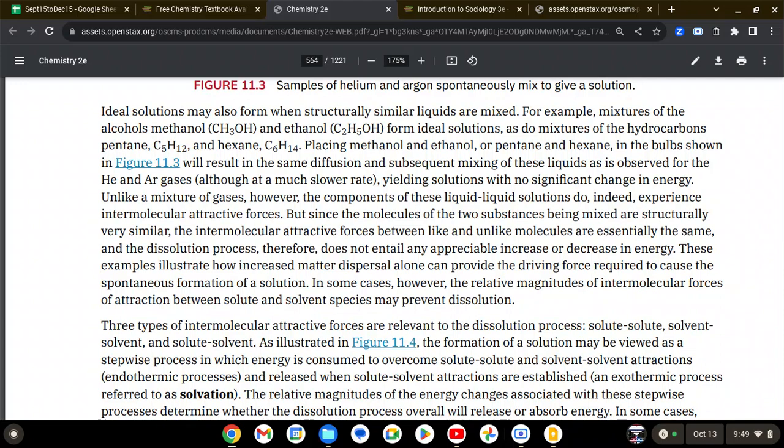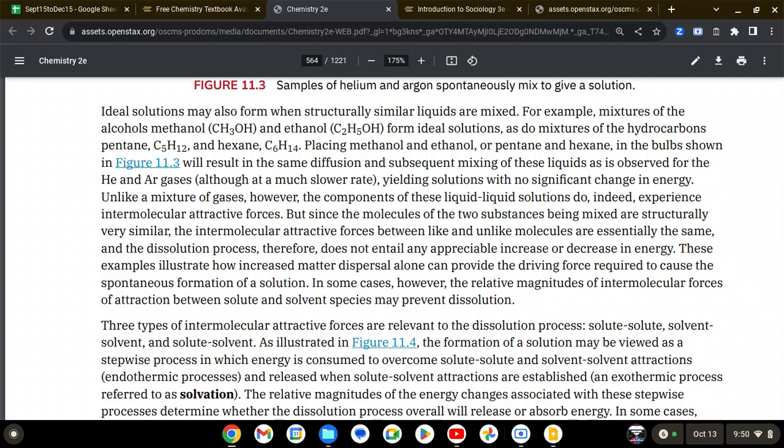Placing methanol and ethanol, or pentane and hexane, in bulbs shown in Figure 11.3 will result in the same diffusion and subsequent mixing of these liquids as is observed for the helium and argon gases, although at a much slower rate, yielding solutions with no significant change in energy. Unlike a mixture of gases, however, the components of these liquid-liquid solutions do indeed experience intermolecular attractive forces, but since the molecules of the two substances being mixed are structurally very similar, the intermolecular attractive forces between like and unlike molecules are essentially the same, and the dissolution process therefore does not entail any appreciable increase or decrease in energy.